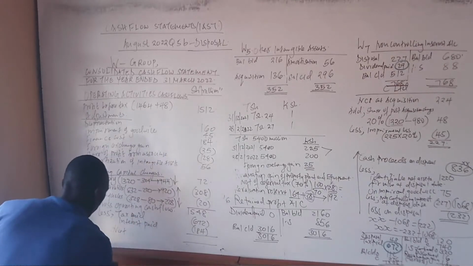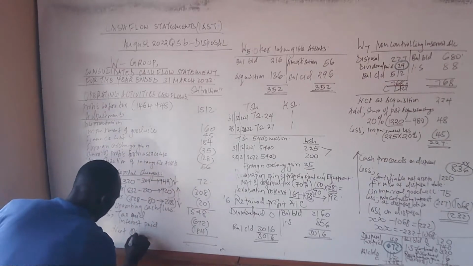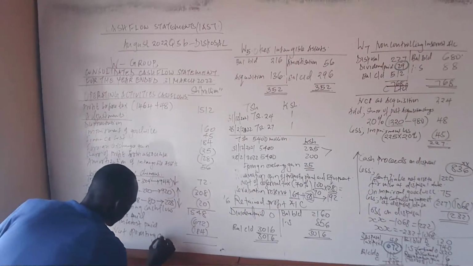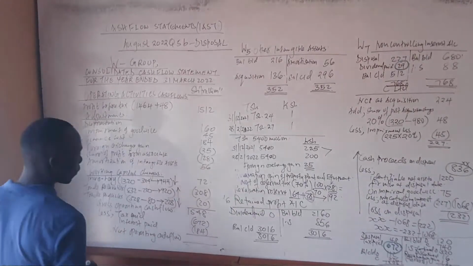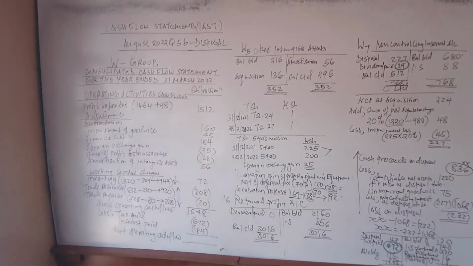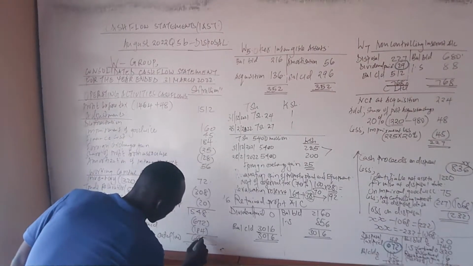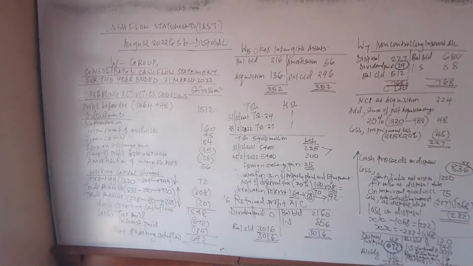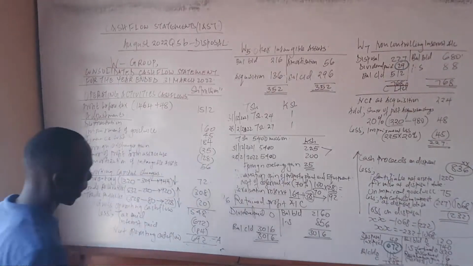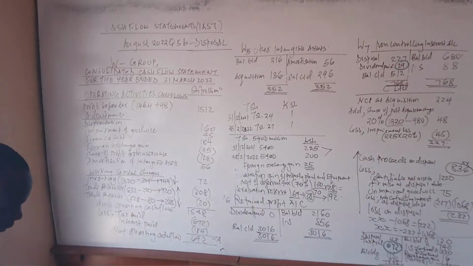Net operating cash flow. In that case, we will have net operating cash flow of 692. So we are having net operating cash flow of how much? 692. That is what we have. And then we refer to this as what? As A. Then from there we go to the next one.